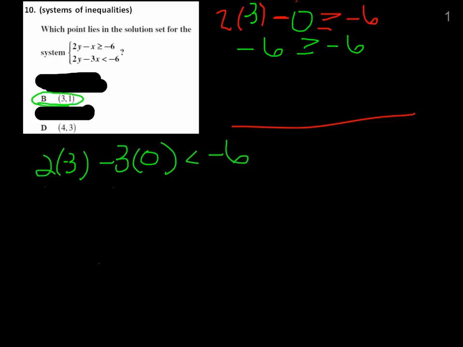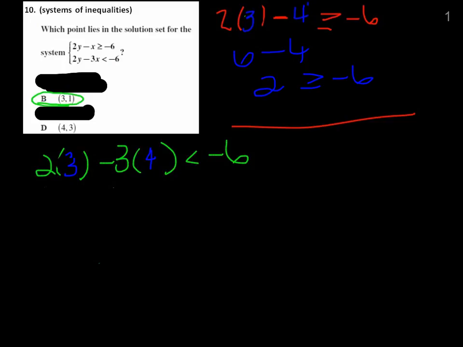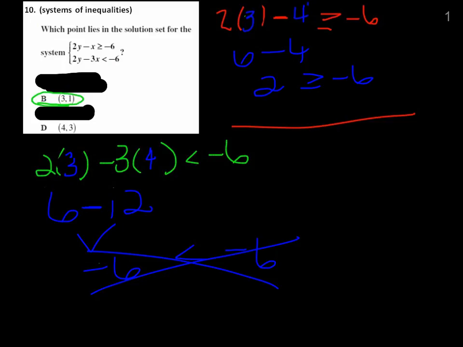Last but not least, we can check 4 and 3. Let's see. 3 here, 4 here. Okay, 2 times 3 is 6, minus 4 is 2, and that is greater than or equal to negative 6. 2 times 3 is 6, minus 3 times 4 is just 12. That's going to be negative 6. Okay, well, negative 6 is not less than negative 6, so we can eliminate that, and we can be confident that B is the correct answer. Check, check, check. Yay!